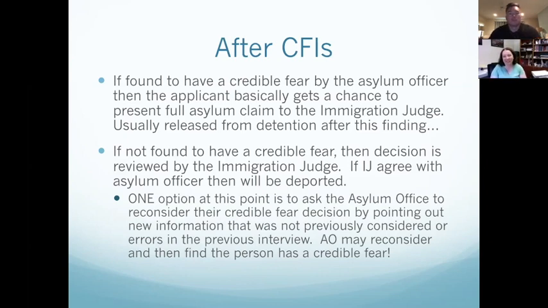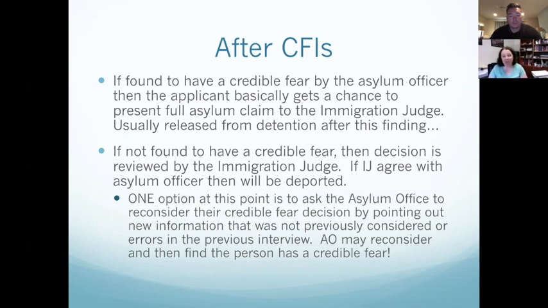So it was very private information that understandably people aren't comfortable talking about with strangers. But once they realize, okay, I'm going to be deported if I don't talk about this, then they can give that information. And once you have that new information, you can ask the asylum office to reconsider, and they may reconsider, and then they may do a new interview and find the person has a credible fear.